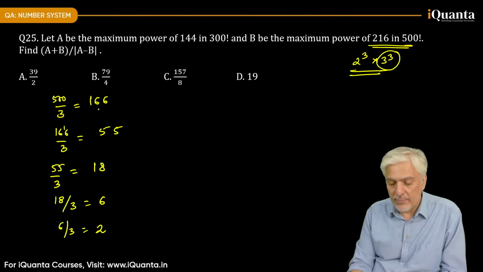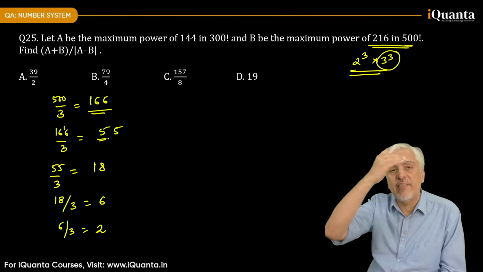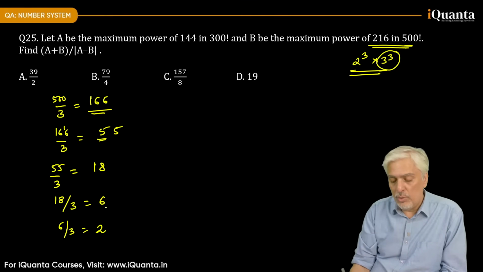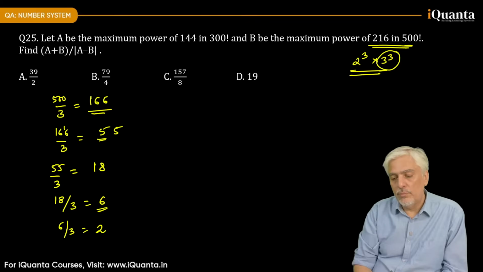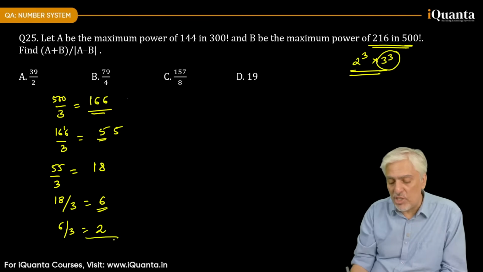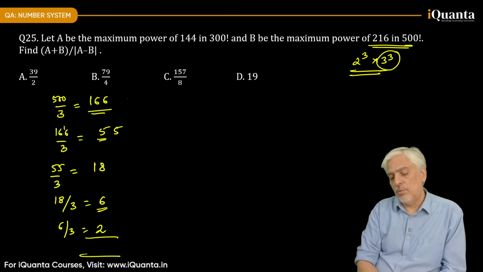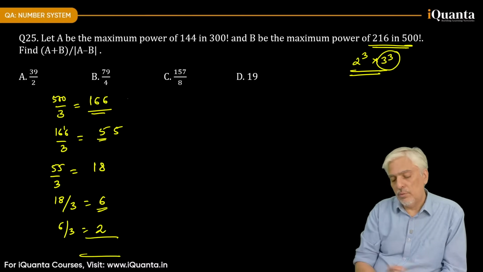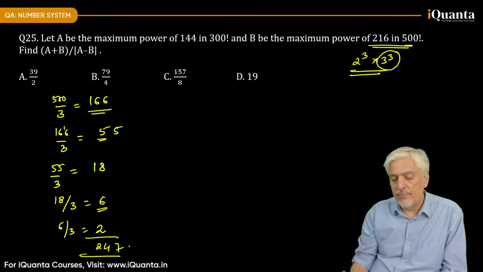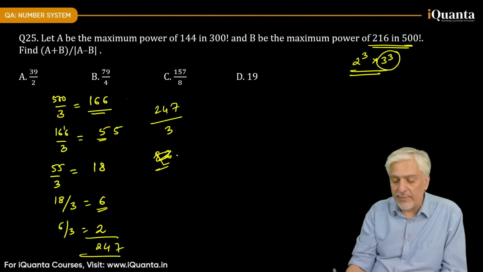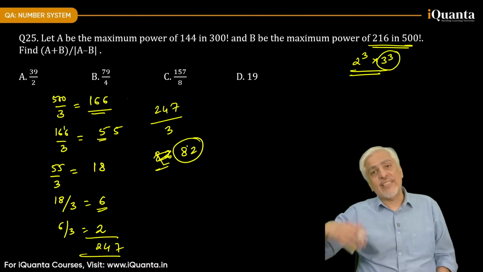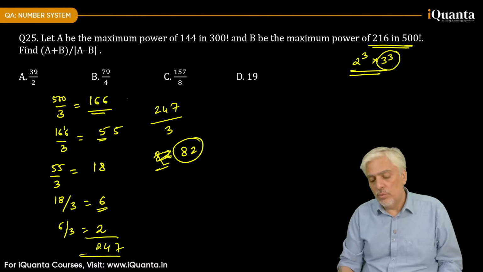कितना आएगा? 210 plus 11. 221. 221, 227. How much is this addition coming to? Addition बताओ मुझे. I think 247. 247 divided by 3. 3 8s are 24, 3 2s are 6, 82 packets I can make of 3. Now 2 तो ज्यादा ही होने वाले हैं, तो no need to check 2. तो B is 82.